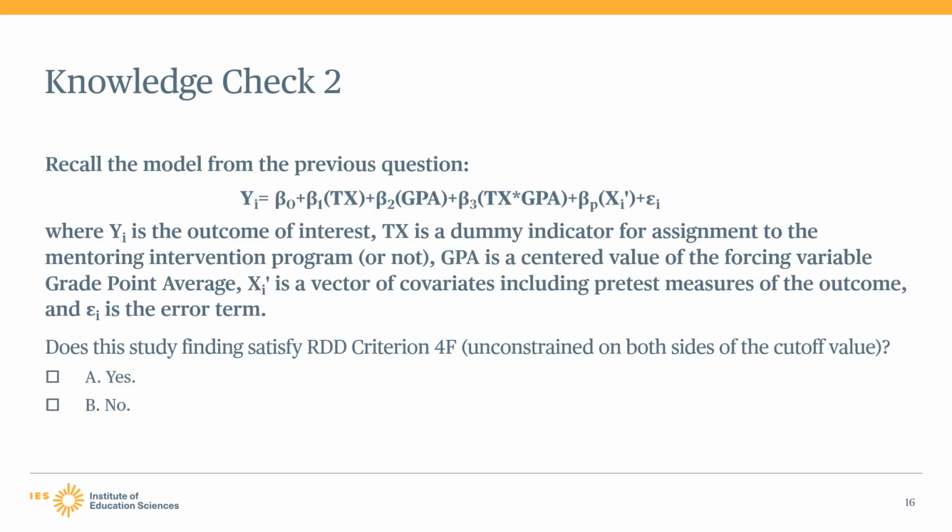Knowledge check 2. Recall the model from the previous equation. Yi equals beta naught plus beta 1 times Tx plus beta 2 times GPA plus beta 3 times the interaction between treatment and GPA plus beta prime Xi naught plus epsilon i, where Yi is the outcome of interest, Tx is a dummy indicator for assignment or not to the mentoring intervention program, GPA is a centered value of the forcing variable grade point average, Xi naught is a vector of covariates including pretest measures of the outcome, and epsilon i is the error term.